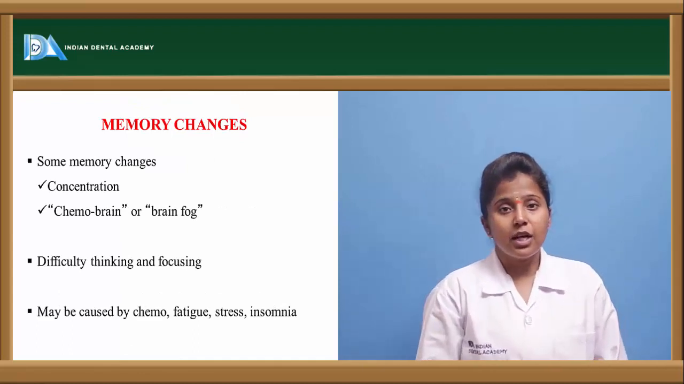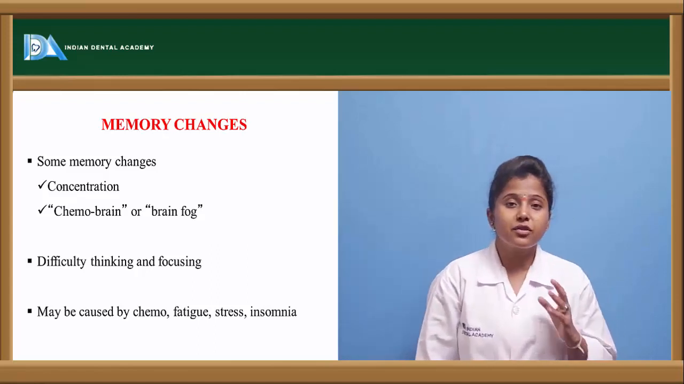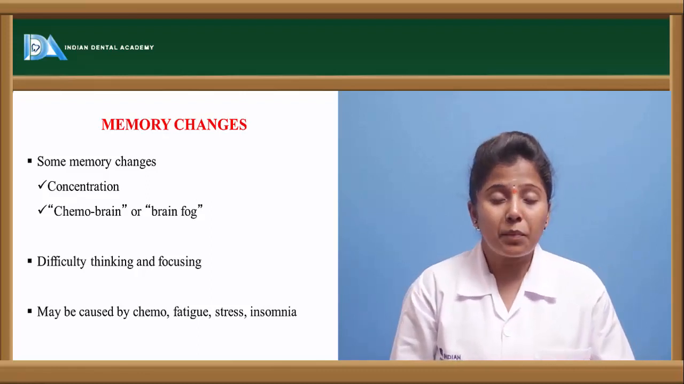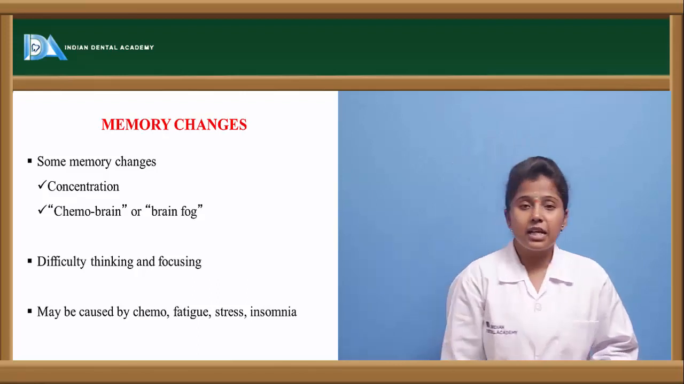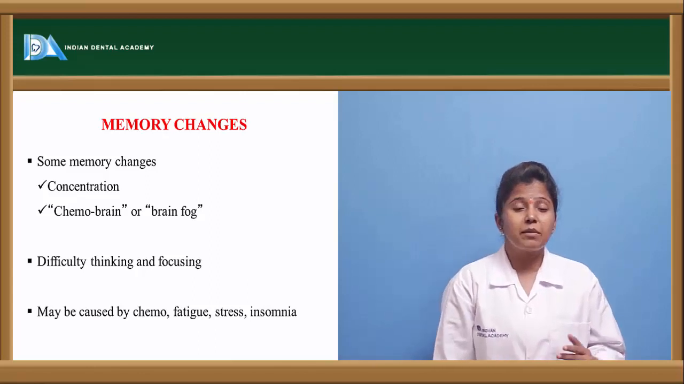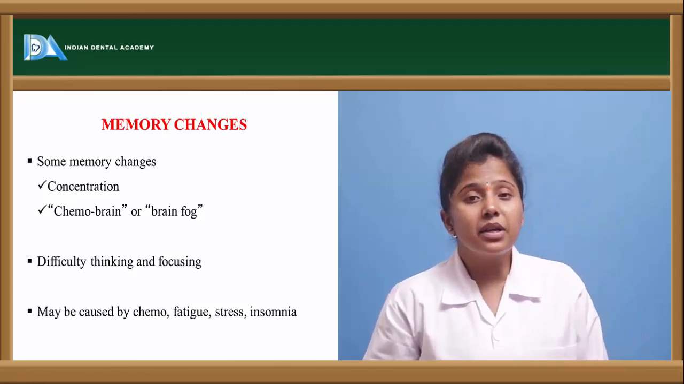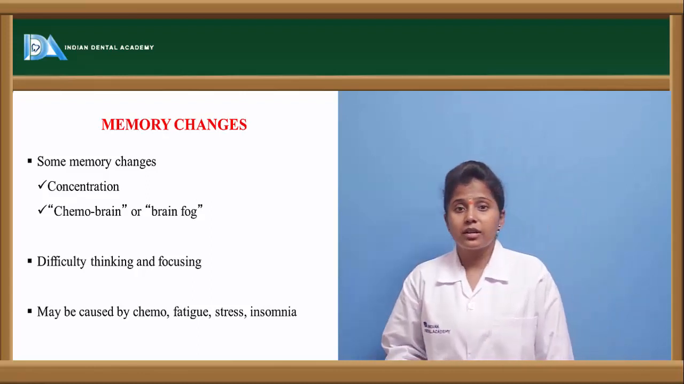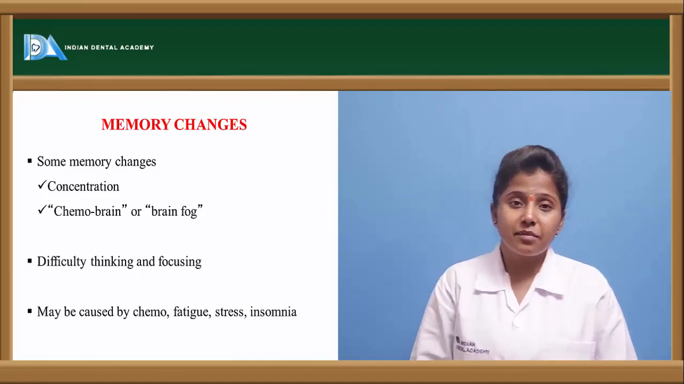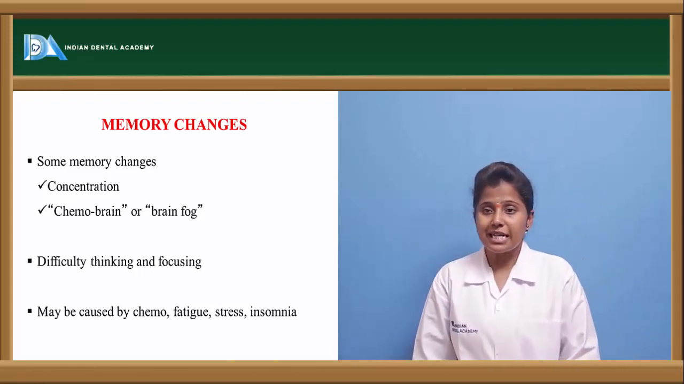What are the memory changes? If a person is taking chemotherapy treatment, the concentration or the focus of the patient can be altered. The patient cannot focus or cannot have proper memory, and sometimes we say chemo brain or brain fog. So what does this mean? The person's ability to think and memorize things can be lowered. The person cannot have proper thinking, and the memory of the person can be lowered because of the treatment in cancer. The other one is difficulty in thinking and focusing, and in some conditions they may even have fatigue, stress, as well as insomnia, that is sleeplessness.